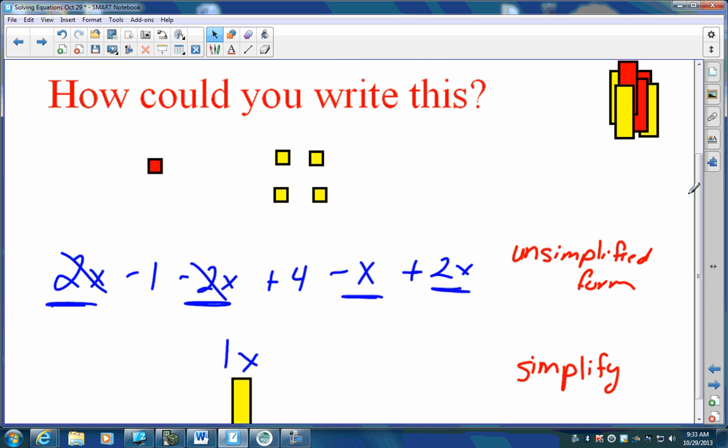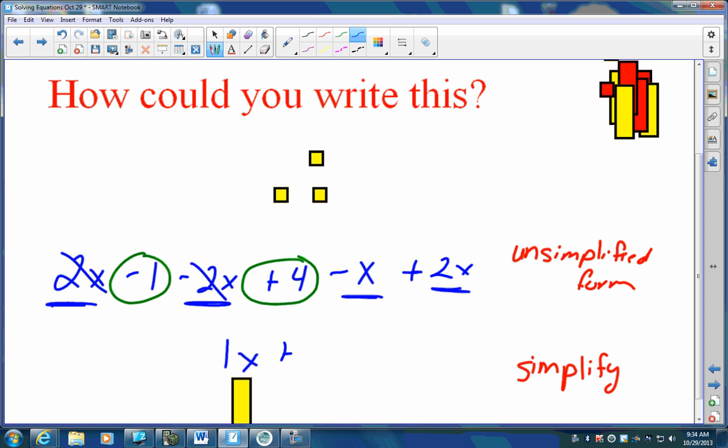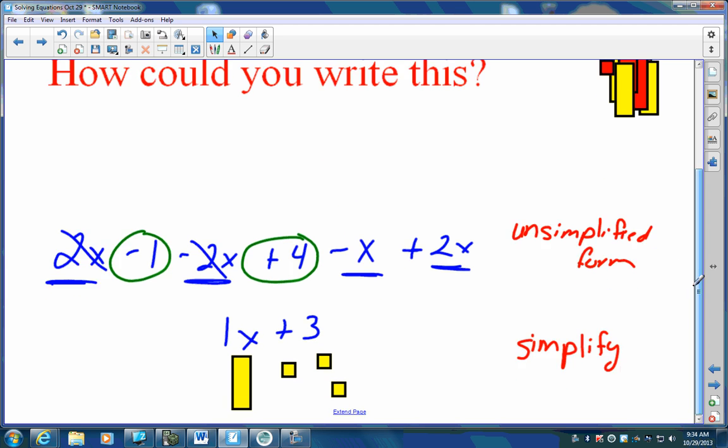Then my units, I have 4 minus 1. A positive takes away a negative, and I'm left with these 3 positives, and that's the plus 3. One mistake is that people try to tell me that the answer is x equals 3. There is no equal sign in this anywhere. All we're doing is simplifying and combining like terms.